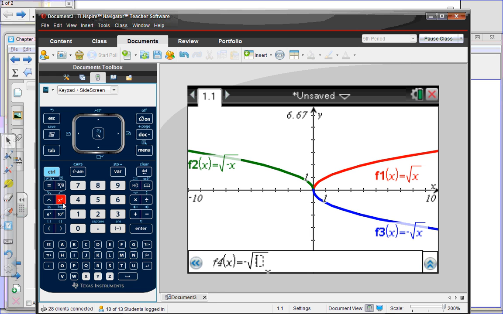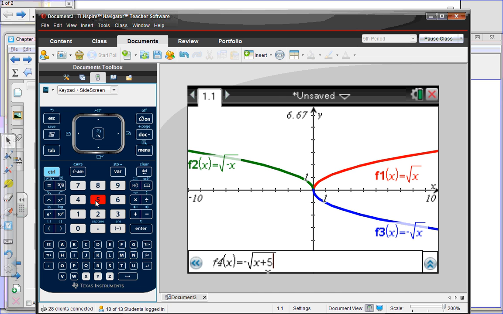So if I want to compare this to that, I'm going to hit tab again, and what was my function? Negative square root of x plus 5. Before I hit enter, what do you think is going to happen? The negative on the outside is going to reflect it over what? The x, not the y, because the y is on the inside, correct?